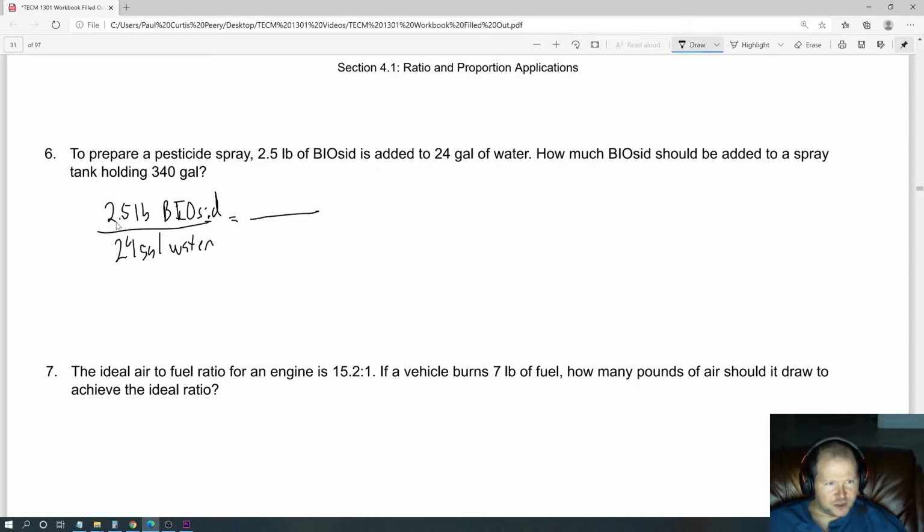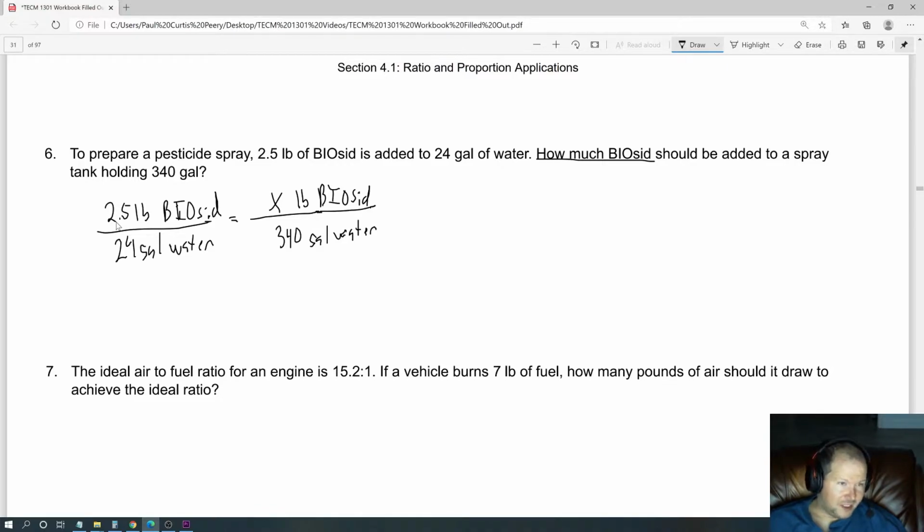So since on the first one I put biocid on the top, it says how much biocid should be added. Well, that means you don't know this one. You know it's going to be in pounds, and you know it's going to be biocid, but you don't know the amount. Okay, now what about the bottom? It says holding 340 gallons. Okay, the gallons are going to go on the bottom, and we also know that's water. So again, all the thorough labeling is just to indicate biocid on top, water on the bottom.